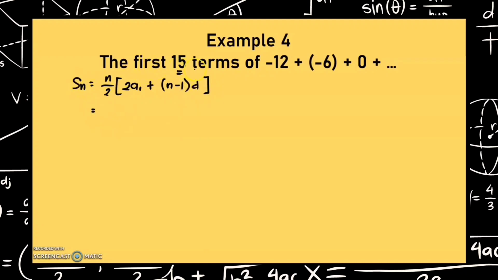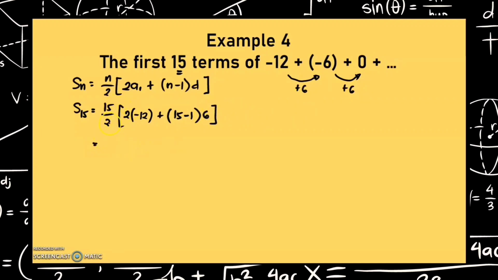S of n, the sum of the first 15 terms, so we have S of 15 is equal to n over 2, so 15 over 2 times the quantity 2 times the first term, which is negative 12, plus the quantity n minus 1, so 15 minus 1 times the common difference. Look, negative 12 became negative 6. It is because we add positive 6 to negative 12. Negative 12 plus 6 is negative 6, then again plus 6, that's why it became 0. So the common difference is 6.